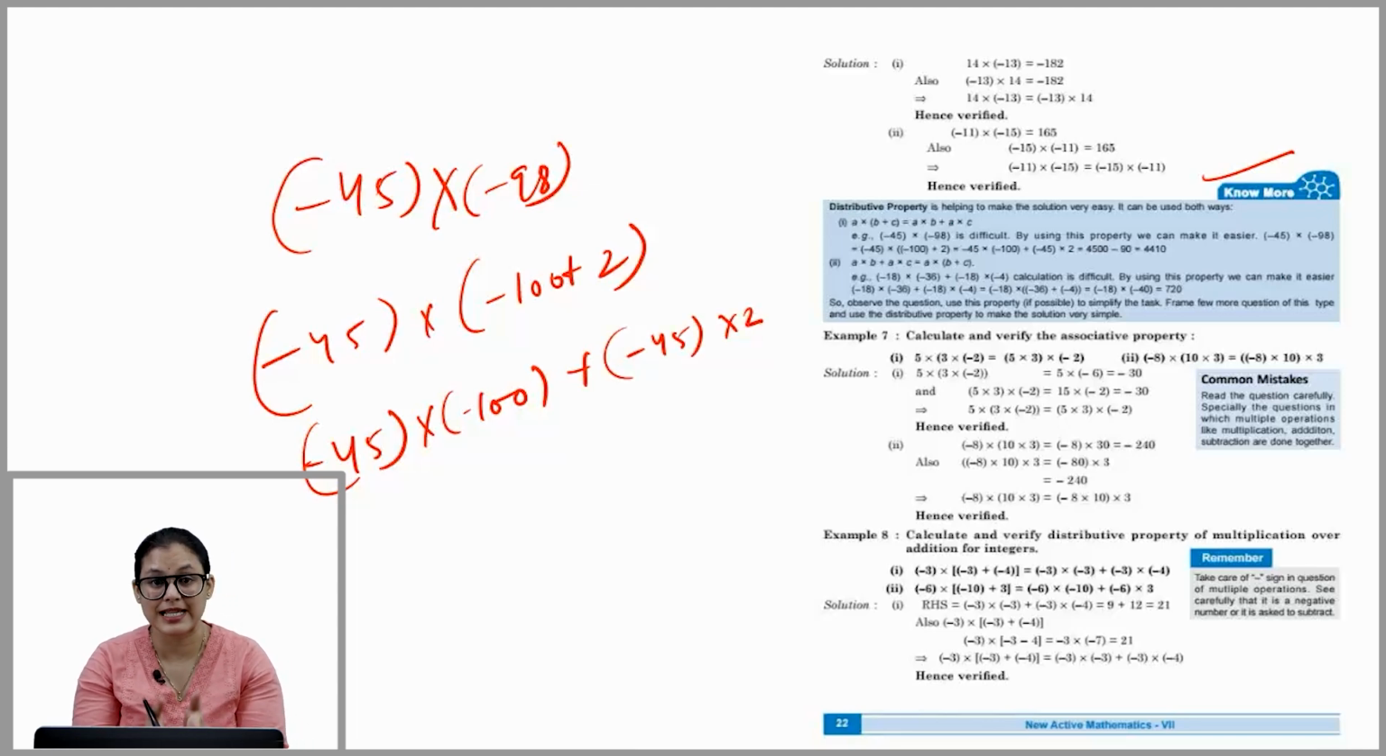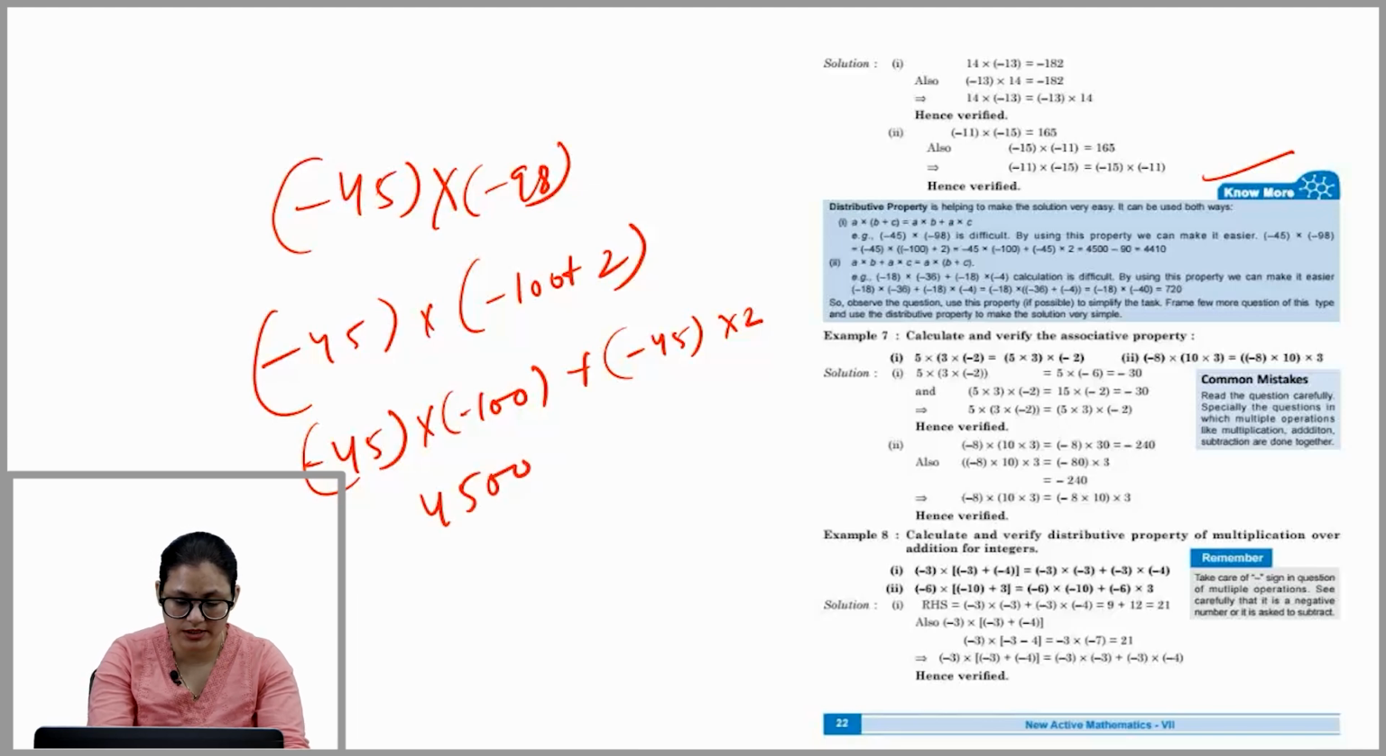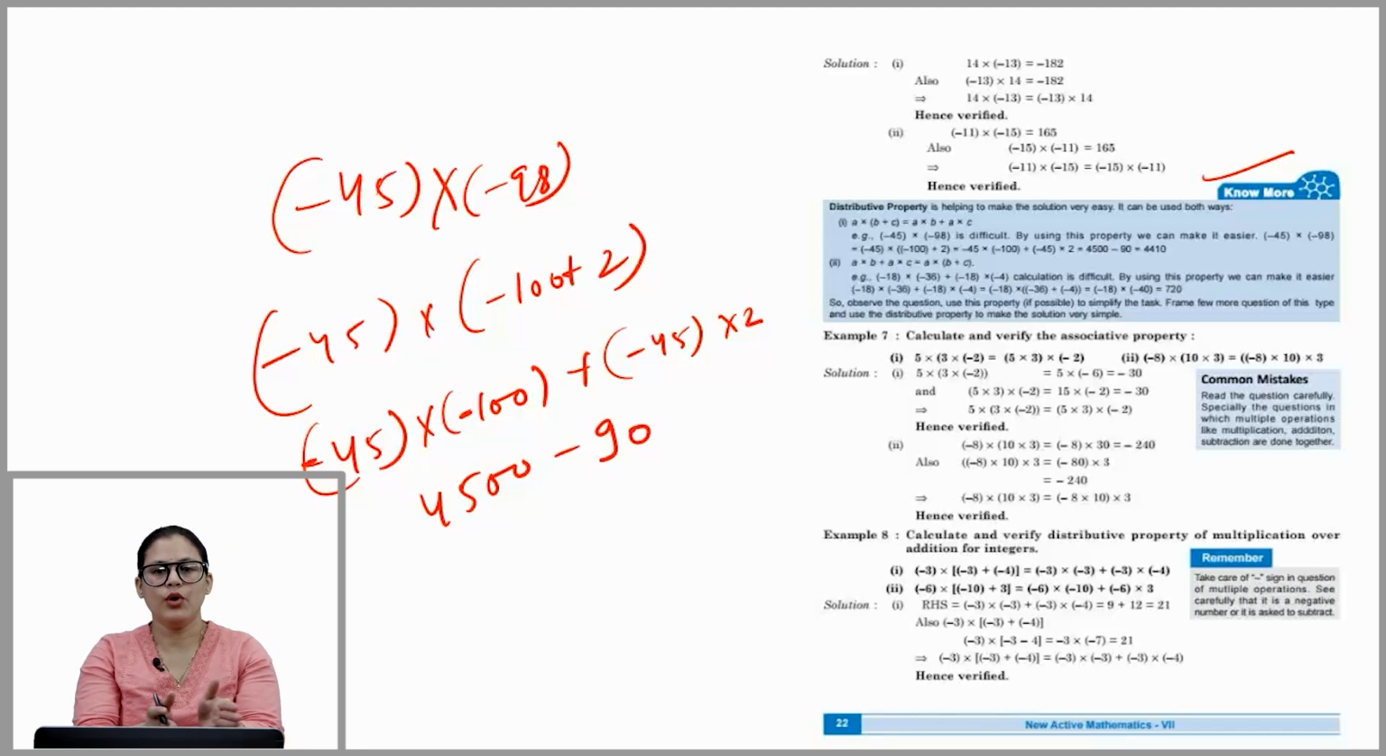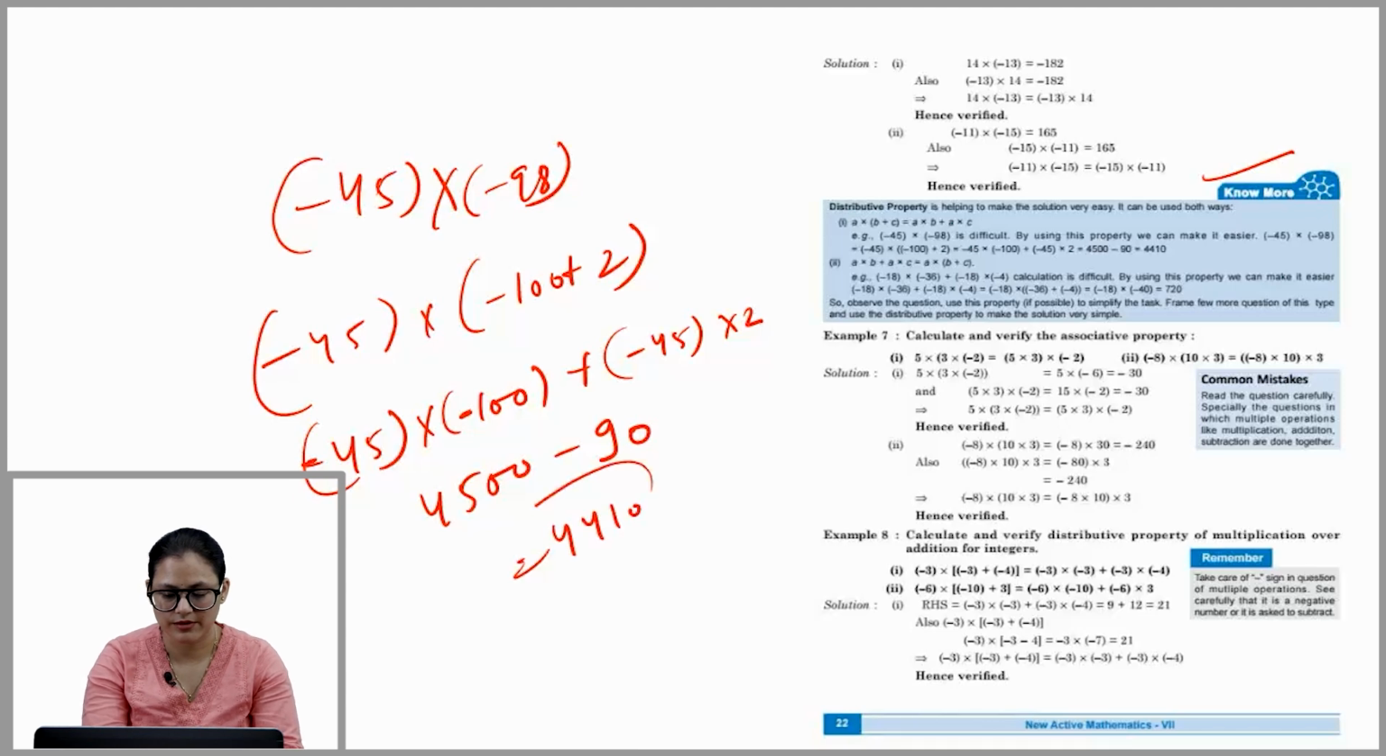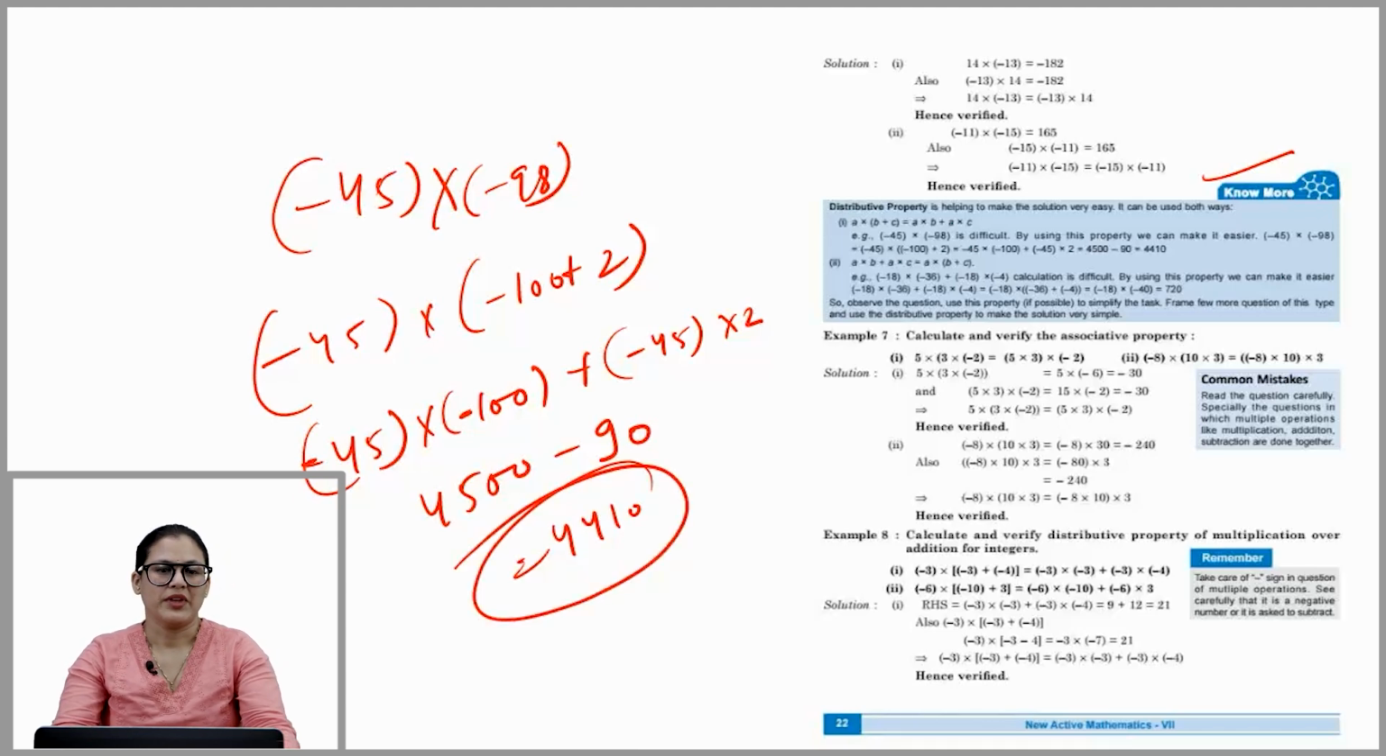Now, this has become easier to solve. You will get here 4500. See, both signs are equal, so we will get the product as positive. We will get 90. Now, 4500 minus 90 is equal to what? 4410. Right? Number 2 is a into b plus a into c is equal to a into (b plus c). Okay. So as you can see, this calculation is a little bit difficult.